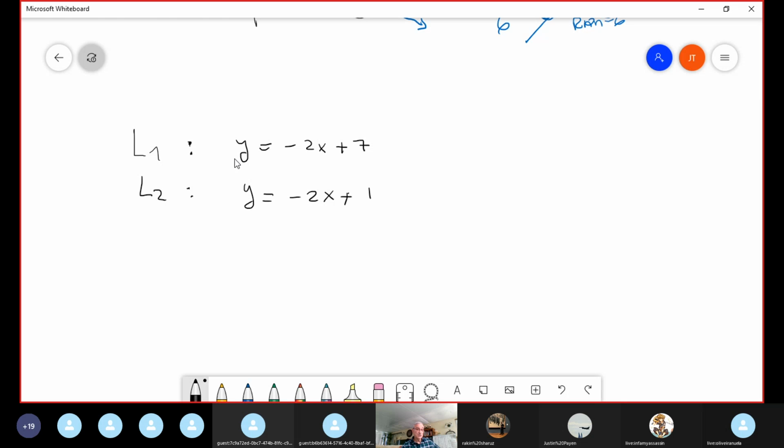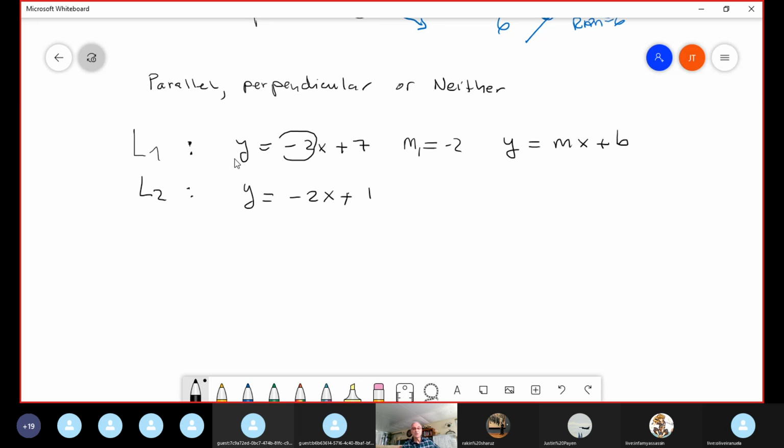And you need to determine si es parallel, perpendicular, or neither. Entonces, wow, y is isolated. And entonces es expressed in that way, mx plus b, no? So you can determine, again, the first one, slope 1 is minus 2 because it's this coefficient. And the second, slope 2 is exactly the same value, minus 2. So you can affirm that these lines are parallel.